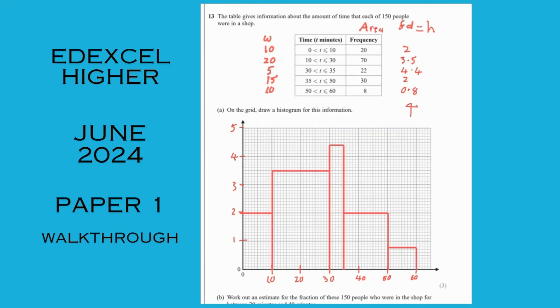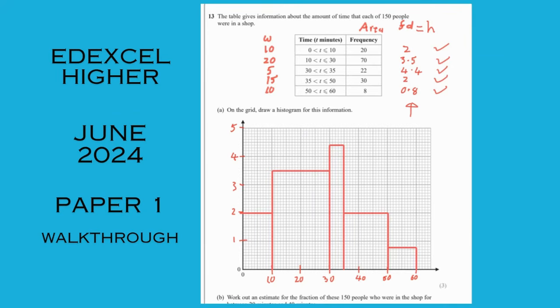So where's this column of numbers come from? You do area divided by width, 20 divided by 10, 70 divided by 20, or in other words, 7 divided by 2, 22 divided by 5, either good quality mental arithmetic or bus stop. That one's an easy one. 8 divided by 10 becomes 0.8. So when you're drawing them, make sure you use a ruler, take care. I always mark out the widths first, then mark on the heights, and off you go.